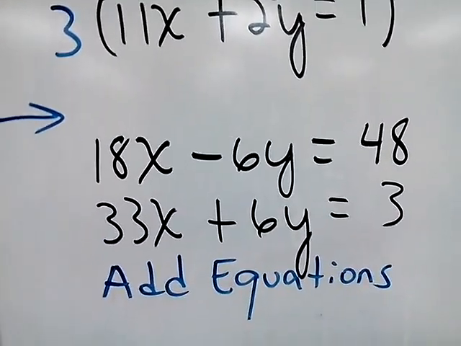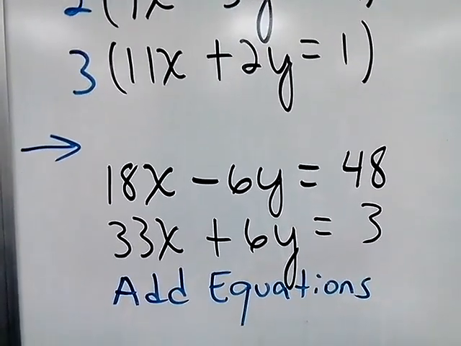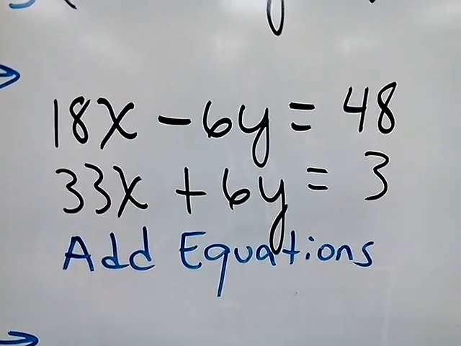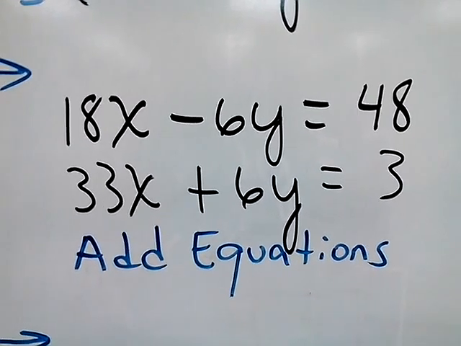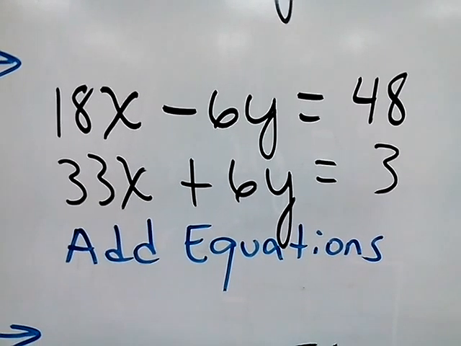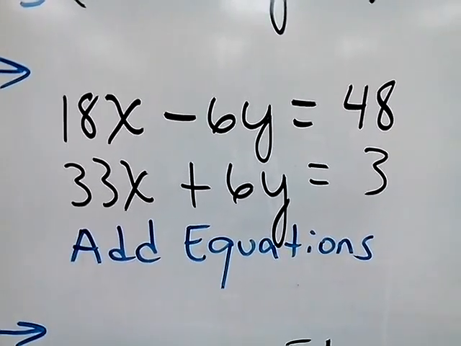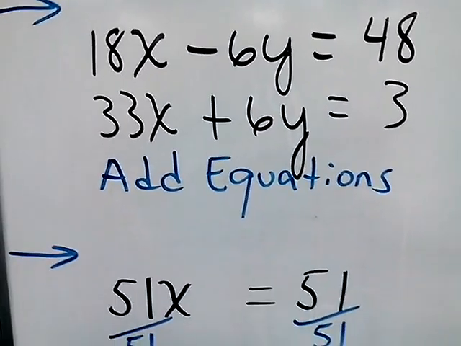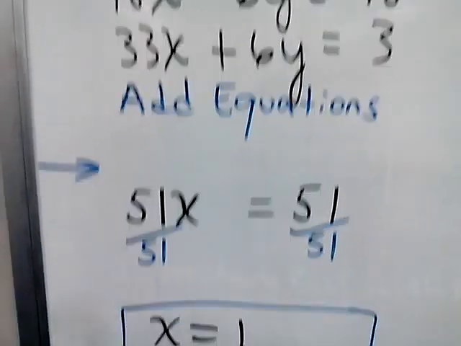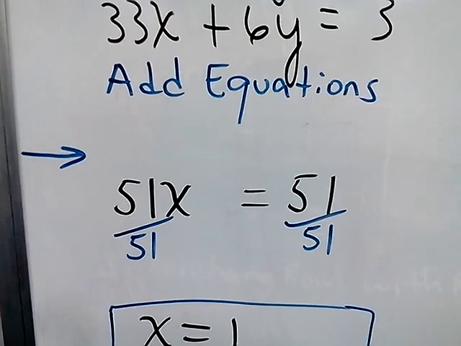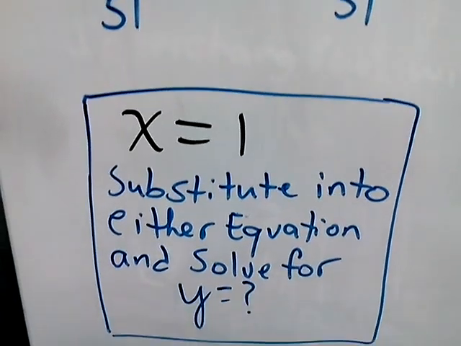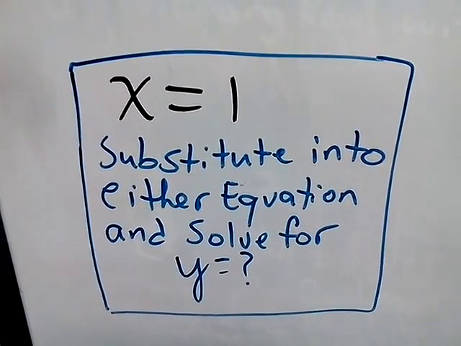Once we do our multiplication, we get the first equation as 18x minus 6y is equal to 48, and the second equation, 33x plus 6y, is equal to 3. Now when we add the equations together, the y variable will cancel out, leaving us with 51x is equal to 51. Then we divide off our 51, and that tells us that x is going to be equal to 1.